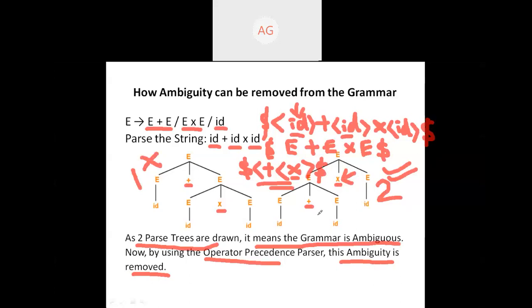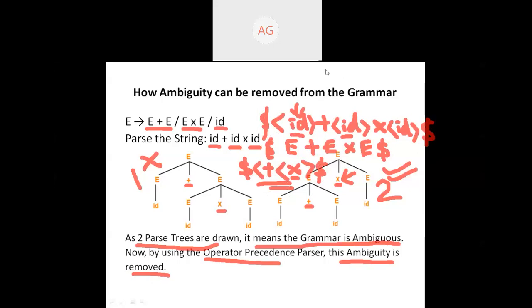So by using the operator precedence grammar, we remove the ambiguity from the grammar. This is the special characteristic of the operator precedence grammar. Sometimes in objective exams, they ask which of the following grammars removes the ambiguity from the grammar. So operator precedence grammar is the answer. By doing this procedure, we removed the ambiguity from the grammar.